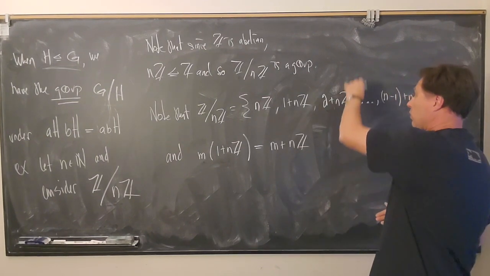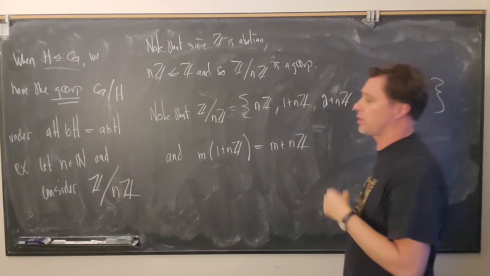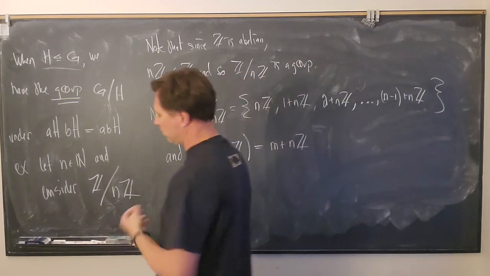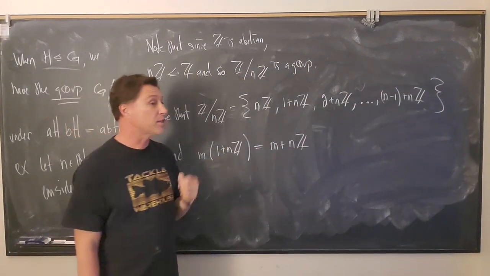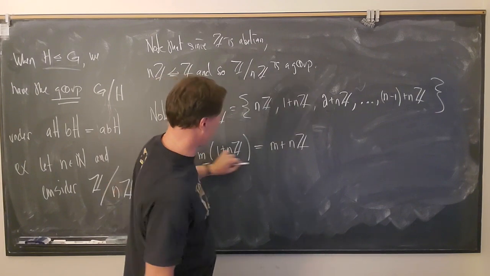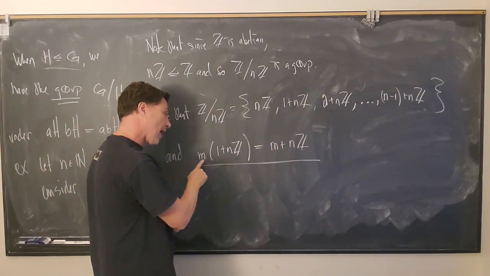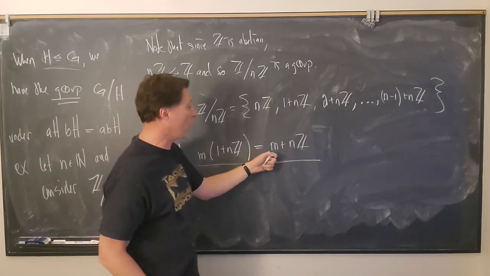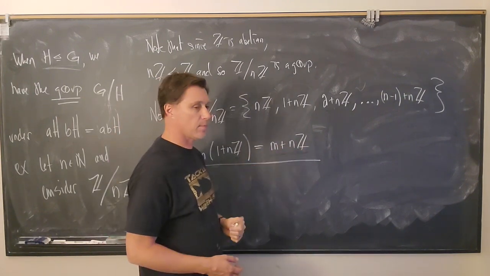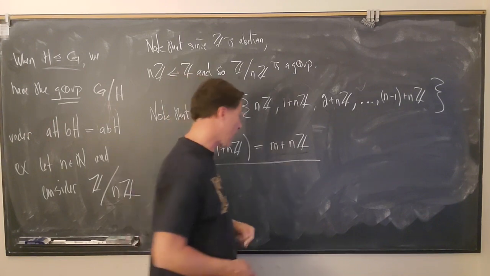If I wanted the next one, which would be 3 plus nZ, it would be 1 plus nZ plus 1 plus nZ plus 1 plus nZ. And so, in fact, by adding 1 plus nZ to itself m times, I get the coset m plus nZ. And so what am I getting at here?